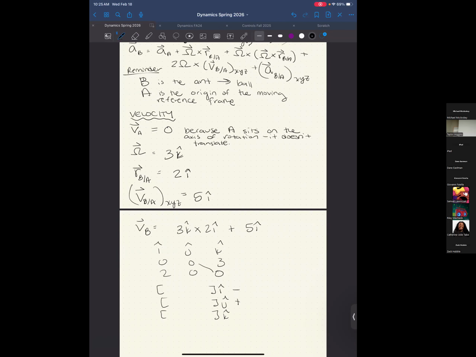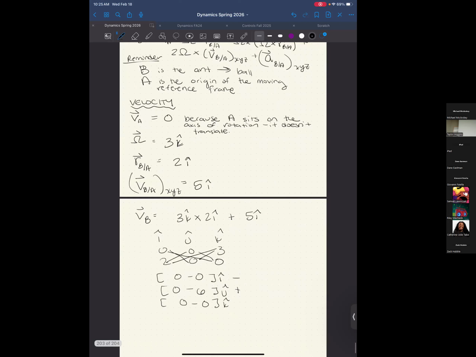All right. Forward minus backwards. 0 minus 0. Forward minus backwards. 0 minus 6. Forward minus backwards. 0 minus 0. Okay, I believe this is 6J. So VB should be 5I plus 6J. Good, we got it.